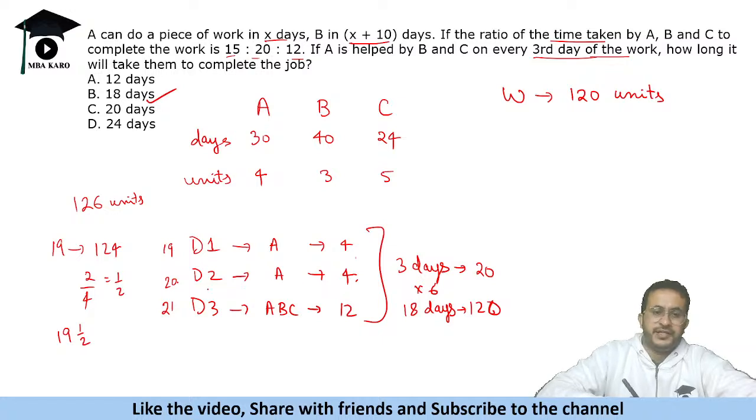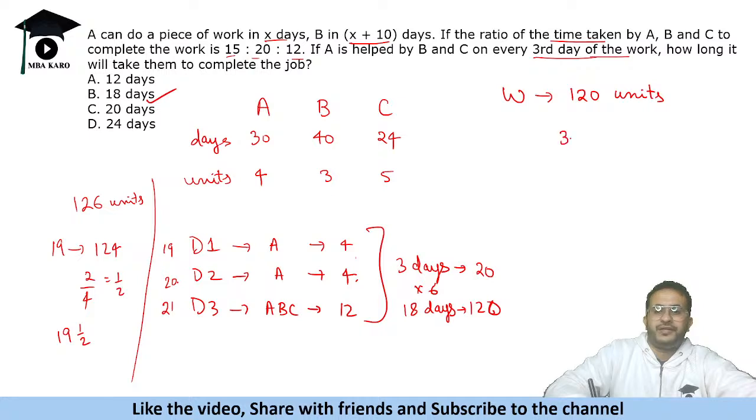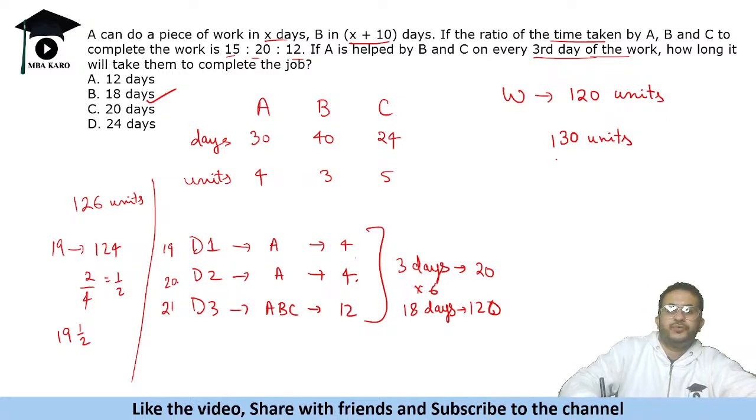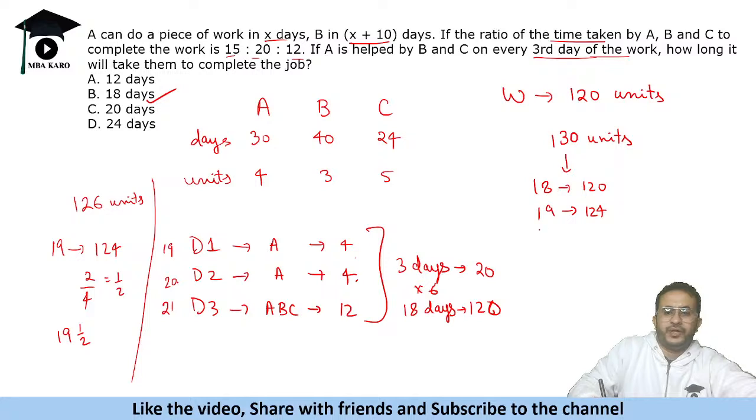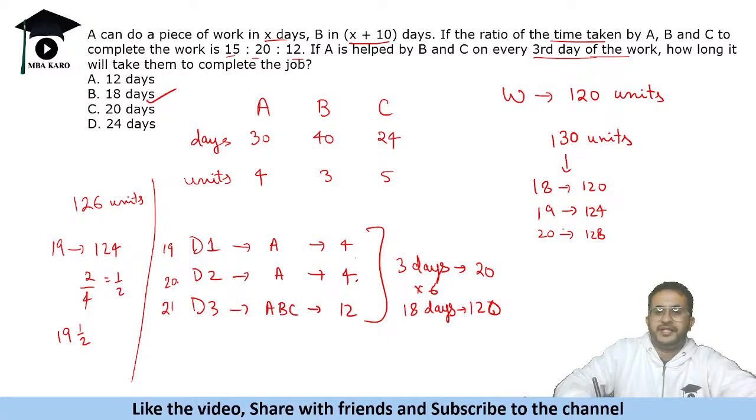Suppose the work was, let us say, 130 units. Okay, just taking an example. So what will happen is 18 days में 120 हो गया, 19 में 124 हो गया, and 20 we have 128 units done. Now 21st day, all of them are working. Okay, we have remaining 2 units and 12 units per day. So 1/6. So it will be 20 and 1/6 days.